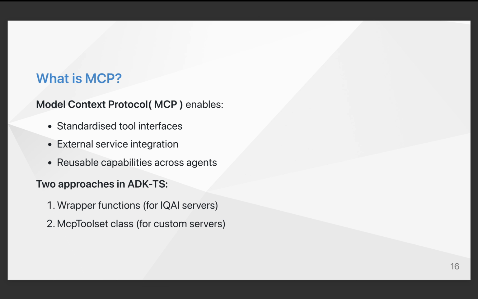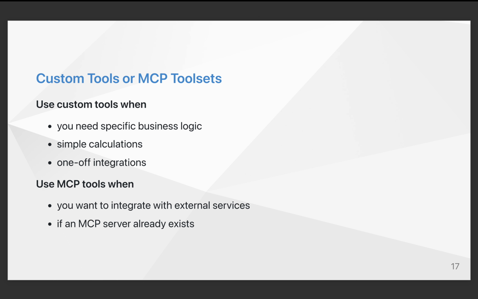But before we dive in, you might be wondering, why should you use MCP tools over custom tools from our last video? Custom tools should be used when you need specific business logic, simple calculations, or one-off integrations that are unique to your applications. While MCP tools should be used when you want to integrate with external services, especially if an MCP server already exists. Why write Telegram integration code when someone has already built and tested it for you? The beauty is that to your agent, both will look exactly the same. It doesn't care if a tool comes from an MCP or custom code. It just uses what's available.